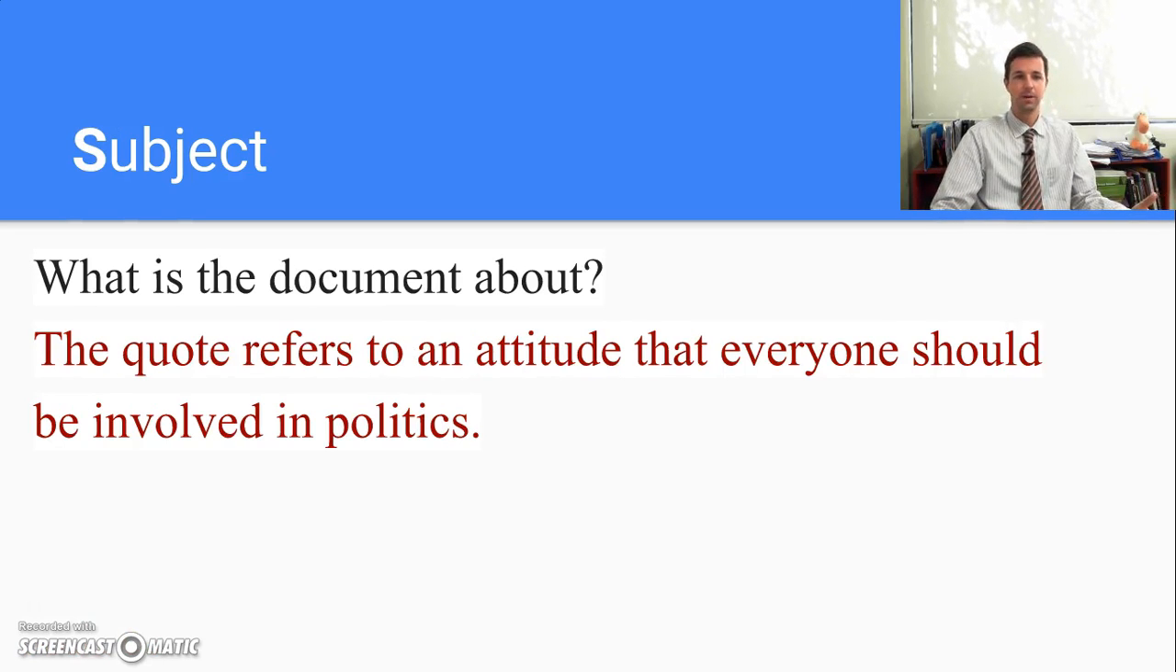Now, finally, what's this document about? So this quote refers to an attitude that everyone should be involved in politics. So after taking a look at this, the conclusion that we should draw from Pericles is that, yes, he had a pretty harsh view about people being involved, and that really he had no sympathy for someone who's not involved in politics. But this is coming from someone who grew up with it. This is someone who grew up from a family that was powerful, and he lived his full life being an important figure in Athens. So it's natural to think that he had this view.